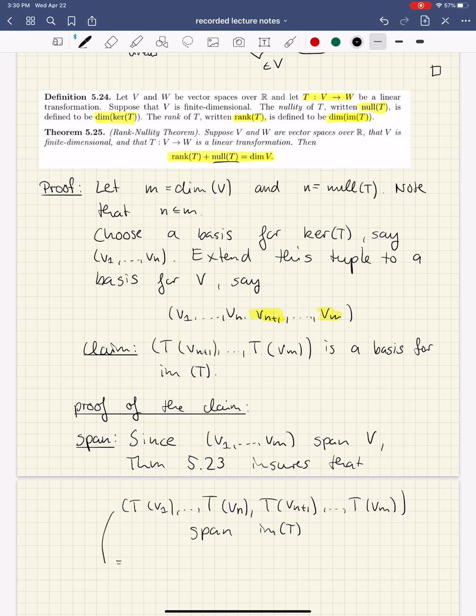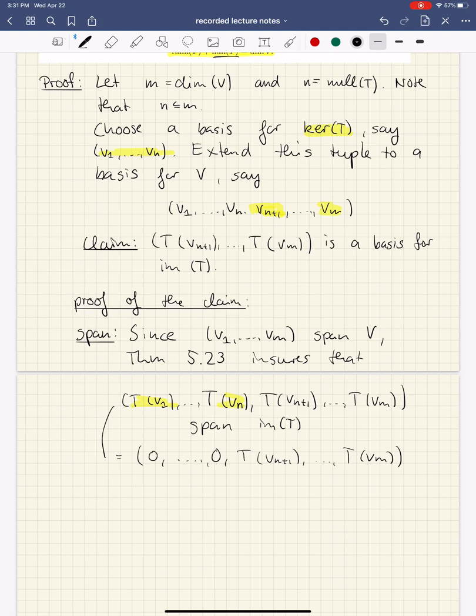Well, but this now is equal to what? It's equal to 0, 0, T of vn+1, through T of vm. So why are these equal to 0? Well, v1 through vn is in the kernel of T. And the definition of the kernel is that if I apply the transformation to it, they all go to 0.